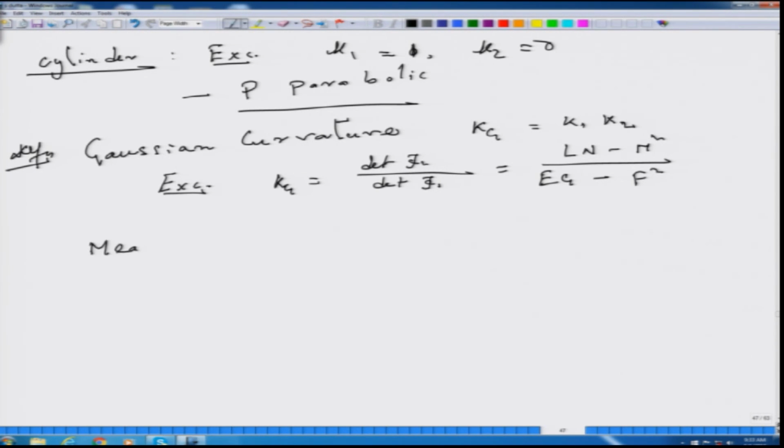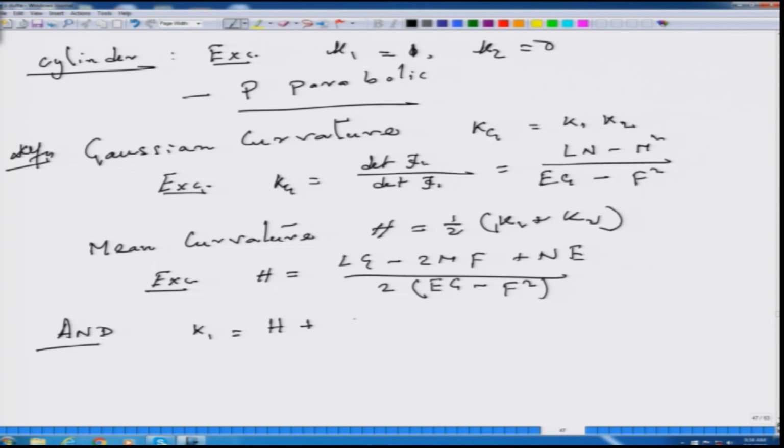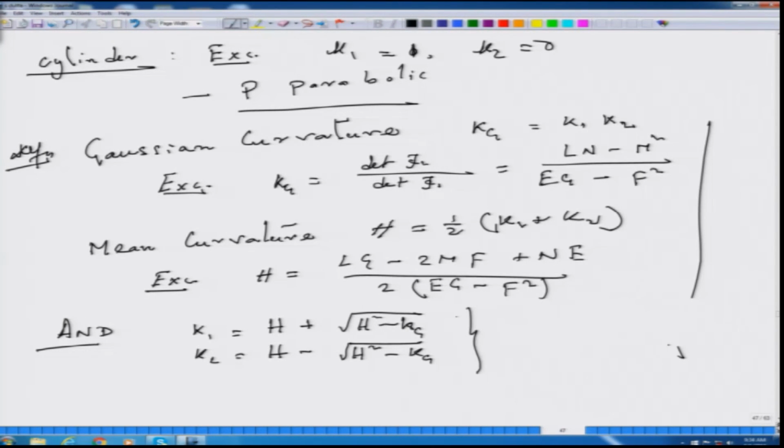The second one is called mean curvature, usually denoted by H. This is the average of these two, and the exercise is, in terms of fundamental forms, it is L G minus 2 M F plus N E divided by 2 times the determinant of the first fundamental form, and k1 is H plus square root of H square minus Kg, and k2 is H minus square root of H square minus Kg. Solve this exercise, and remember these formulae. That is it for today. Tomorrow onwards we will talk about geodesics.